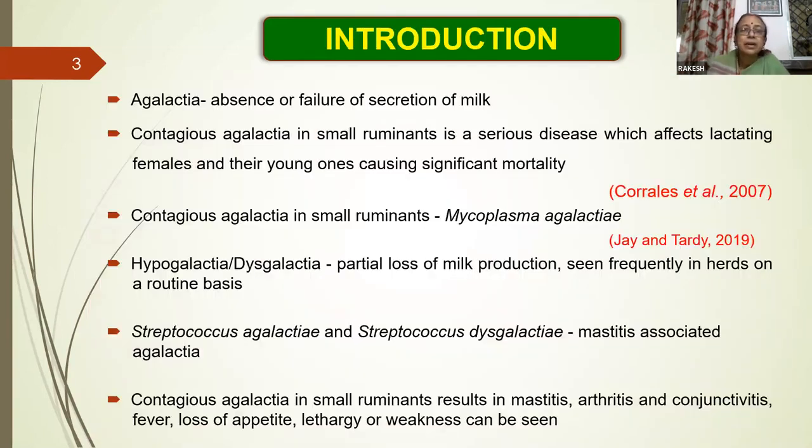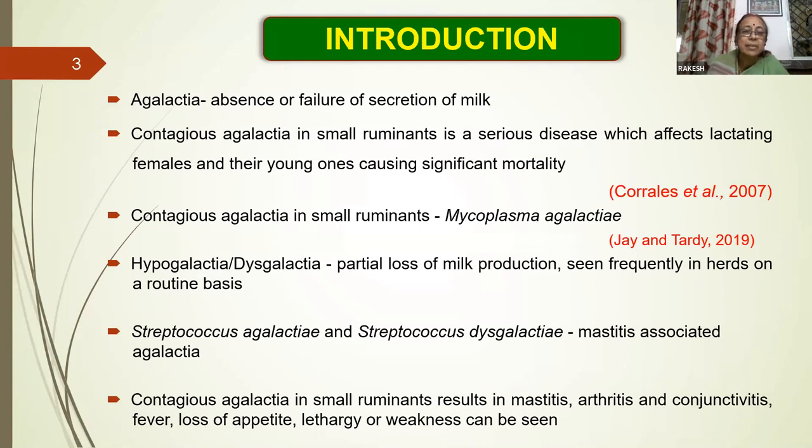Now coming to the main topic: what is agalactia and hypogalactia? Agalactia means absence or failure of secretion of milk. It may be due to any infection or any obstruction in the letdown of milk. The main problem is mastitis, and contagious agalactia in small ruminants is a serious disease which affects lactating females and their young ones, causing significant mortality. Contagious agalactia in small ruminants is caused by Mycoplasma agalactiae.